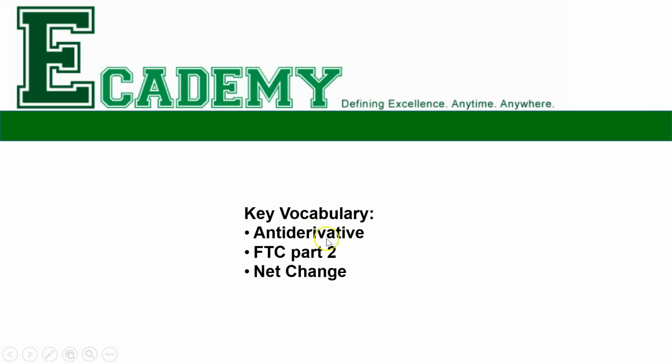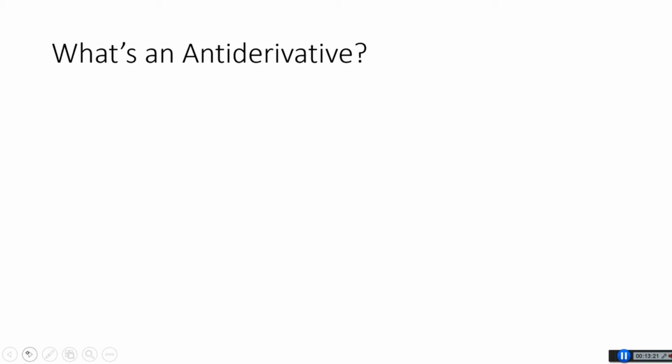So some key vocabulary: antiderivative, that's something we've thrown around a little bit but haven't done a lot with. And then fundamental theorem of calculus part 2, of course, and integral as net change in a function. So we've been throwing this word antiderivative around, and it's a valid question to say, what the heck is an antiderivative? Because we haven't really dealt with them. We've said you can use these to evaluate integrals, but we haven't shown why, and we haven't really talked about what it is.